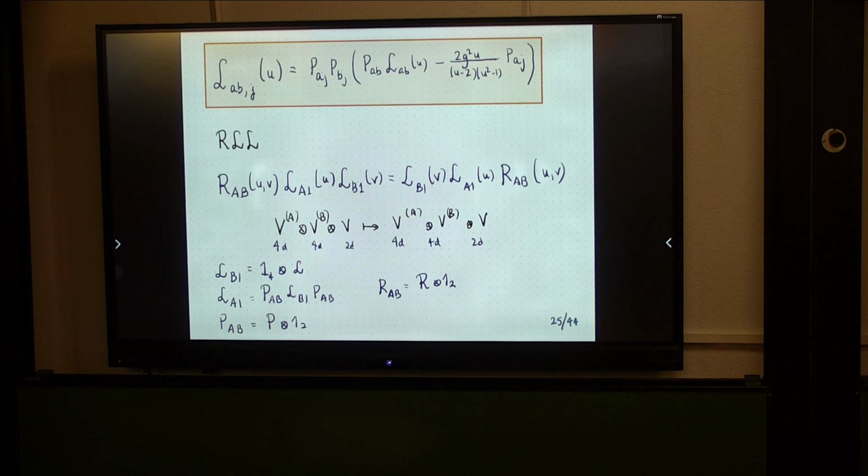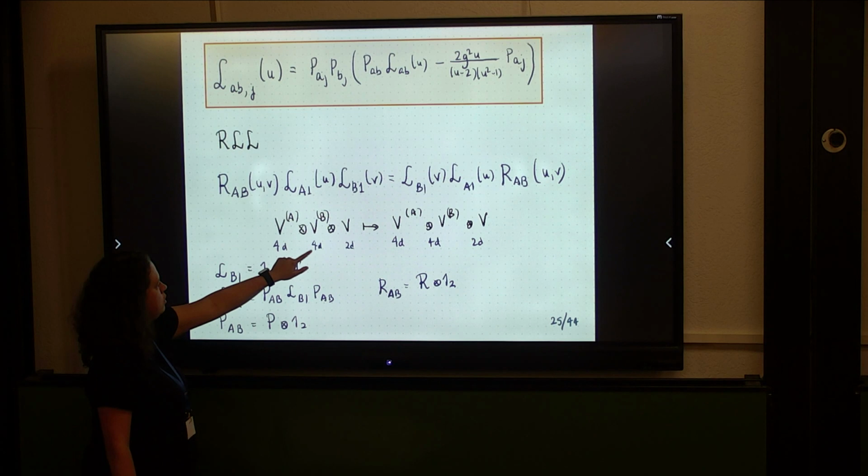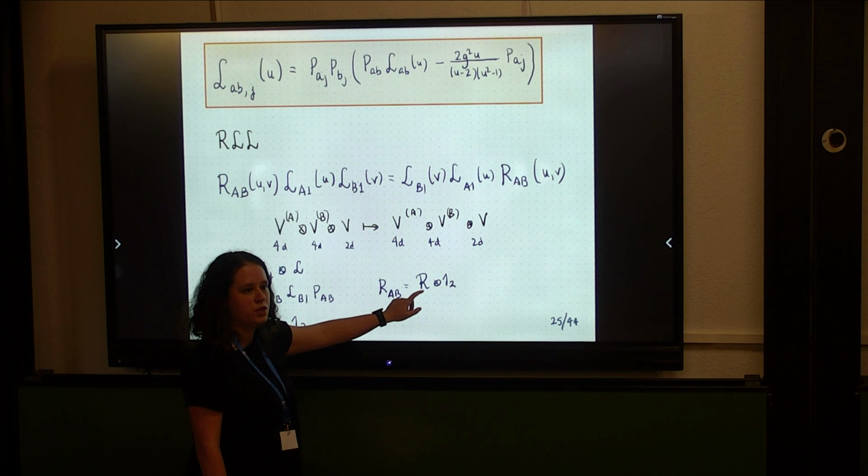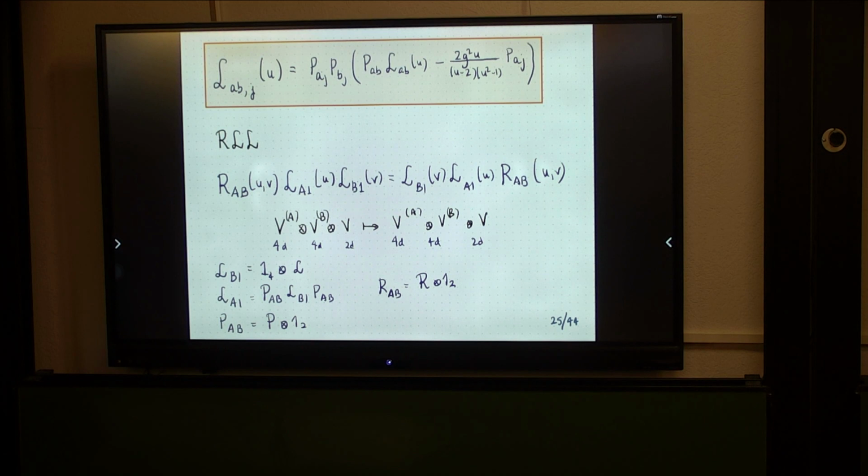And then to compute the R matrix, now you need to be careful. The R matrix increases in size, because now you have two auxiliary spaces, and each auxiliary space is doubled, and then you have the normal physical space. So your R matrix is actually 16 by 16. So you have a much larger object, but it's really just plugging in here. It's still linear, and you find the R matrix.